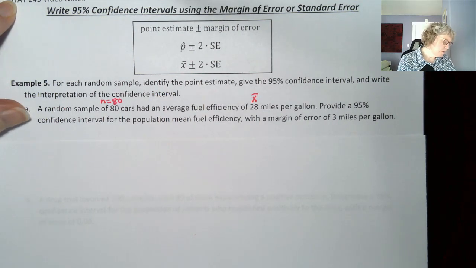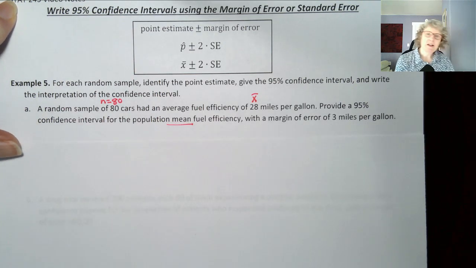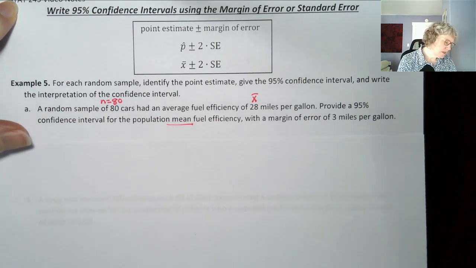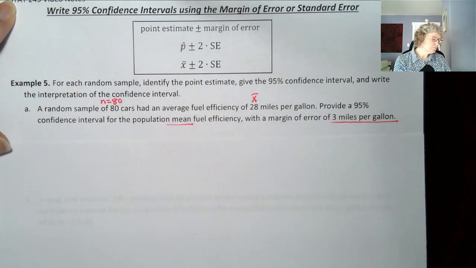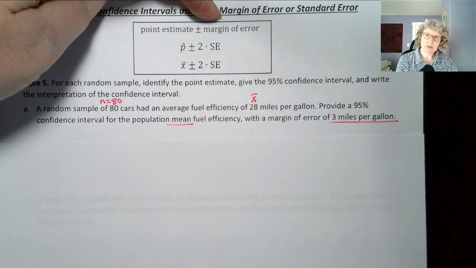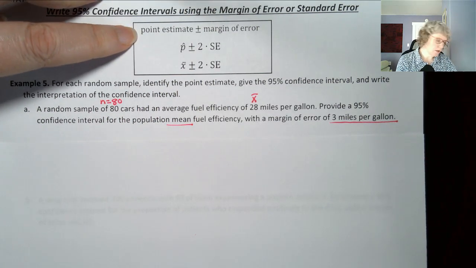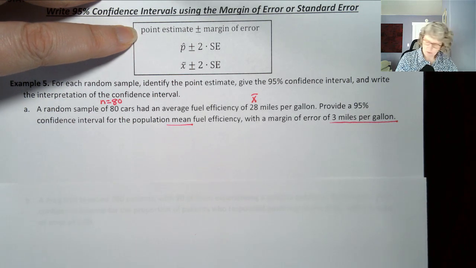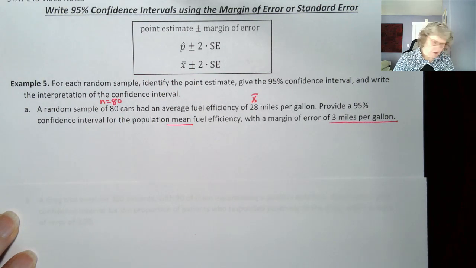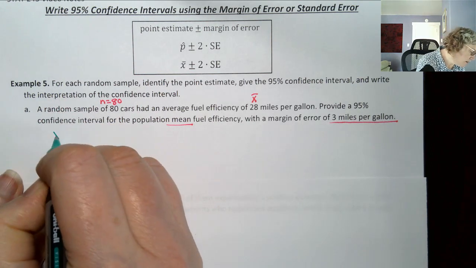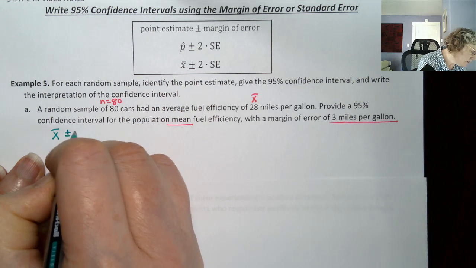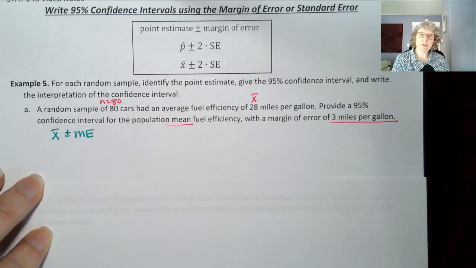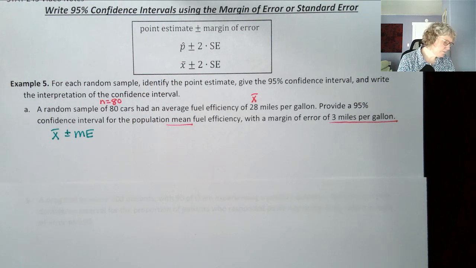Provide a 95% confidence interval for the population mean. Here's another clue there. Population mean fuel efficiency with a margin of error of 3 miles per gallon. Okay, so this time we're given the margin of error, so we can use this top formula. And I'm going to write it out as x bar. Remember, either of these can be our point estimate. So I'm going to write it out as x bar plus or minus ME. That's the formula we're going to use. I just abbreviated margin of error.